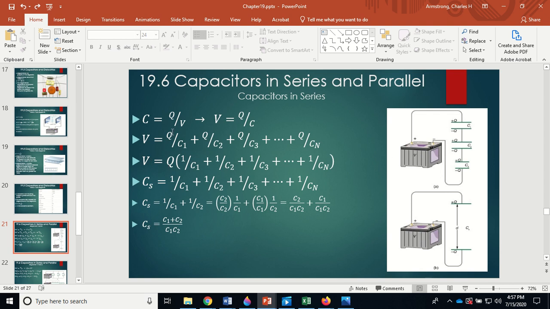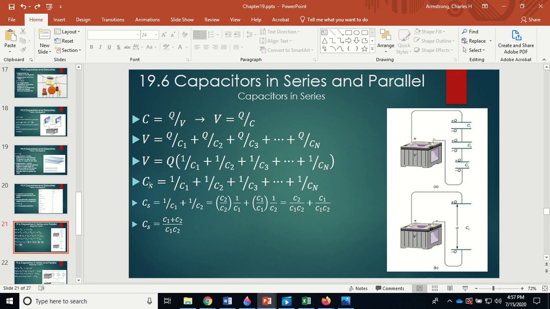The charge is all the same. So here we have voltage is going to be equal to the voltage across C1, which is Q divided by C1, voltage across C2, which is Q divided by C2, voltage across C3, which is Q divided by C3, all the way up to however many we may have. Okay. So what we could do is factor out the Q. So V equals Q times 1 over C1 plus 1 over C2 plus 1 over C3 plus dot dot dot plus 1 over Cn, however many we may have. So that means we'll say it's C series.